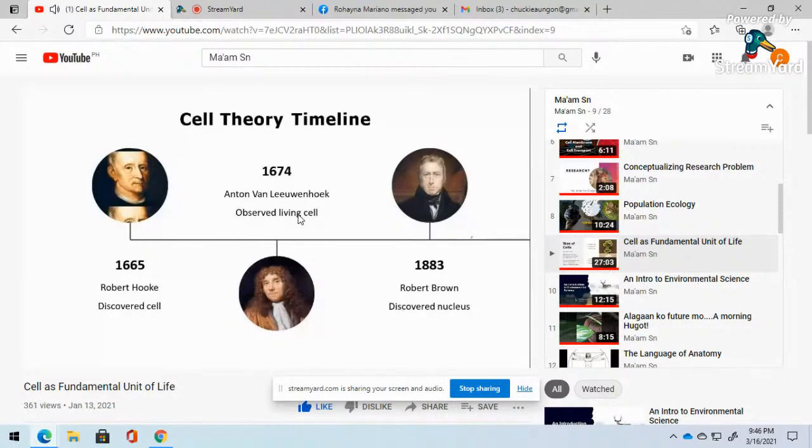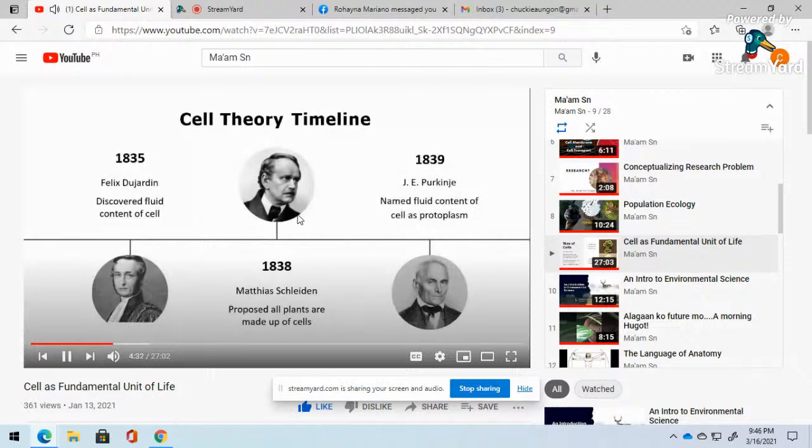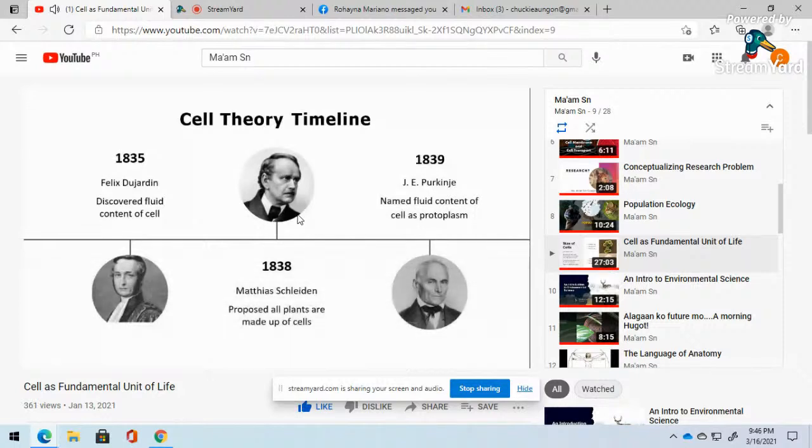In 1833, Robert Brown, a Scottish botanist best known for his descriptions of cell nuclei and of the continuous motion of minute particles in solution, which came to be called Brownian motion. In 1835, Felix Dujardin made his largest contribution to the cell theory when he proposed the classification of a new type of single-celled organism which he called rhizopoda, which are now known as protozoans.